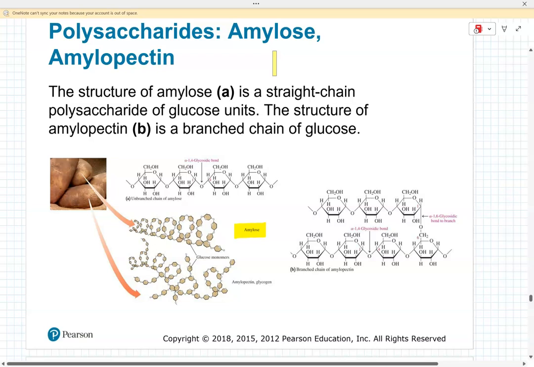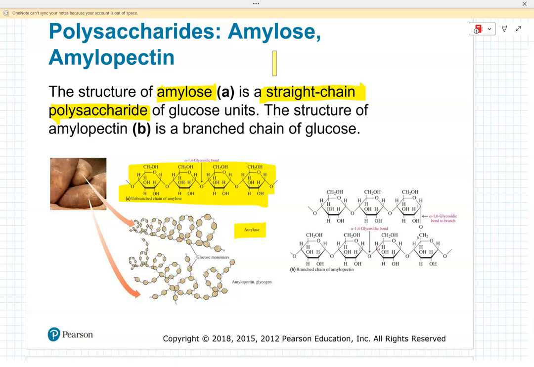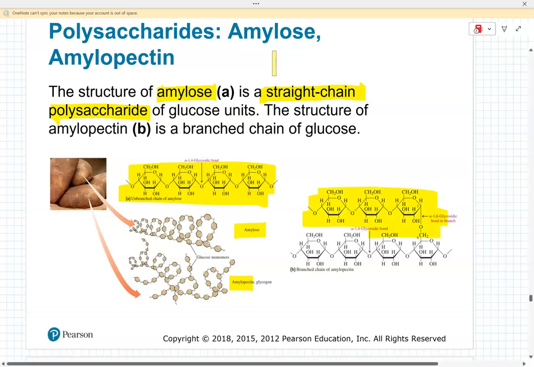You can see that amylose is unbranched. Amylose has a straight chain of glucose subunits. It is wrapped into a nice little helix, but other than that, it's a chain. Does that make sense? Good? Then we have amylopectin, which has a branched structure. Okay?